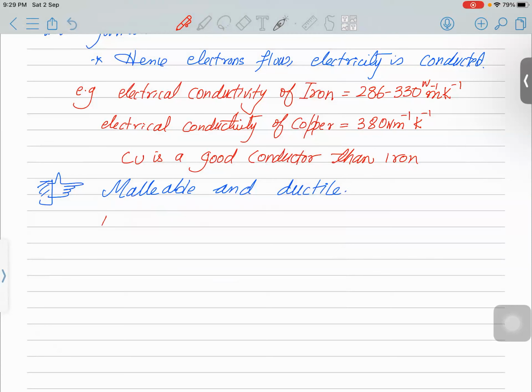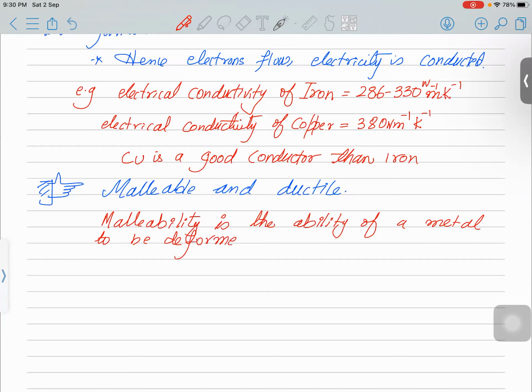So malleability is the ability of a substance, or you can say metal, to be deformed into different shapes.